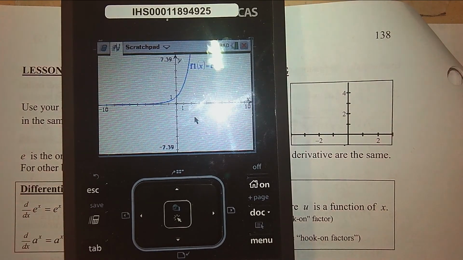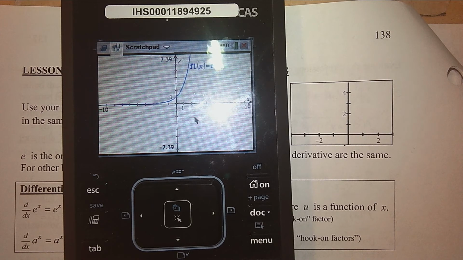Does that look like an exponential? Good, because it goes forever to the right, but it has an asymptote on the left, where the limit on the left is 0 but on the right is infinity. E is just a number, not a letter. It's irrational like pi, about 2.7.